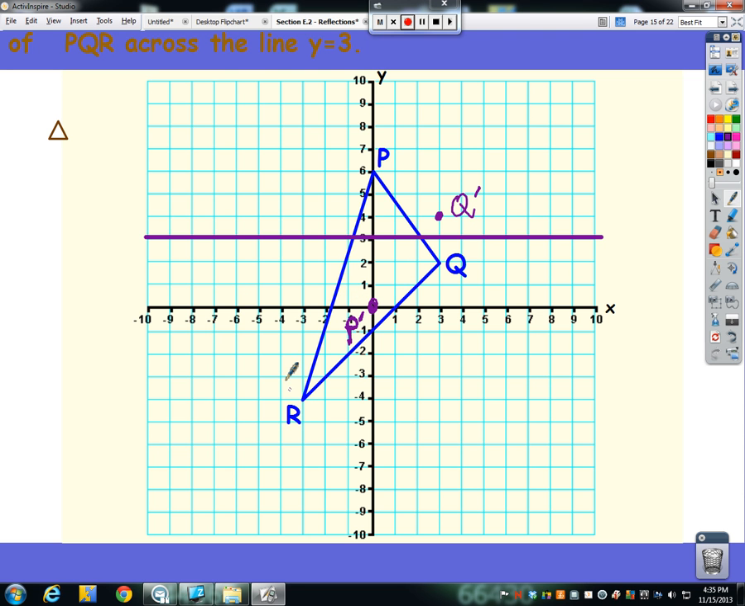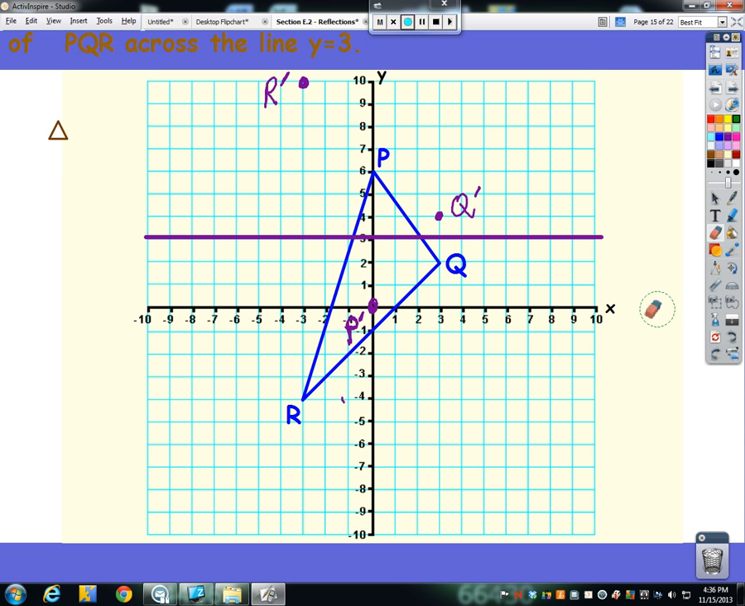And now R is how far away from the line of reflection? Well, there's 3 spaces. And R down here is at -4. So there's 4 more spaces. So there's 7 altogether. Or you could just count 1, 2, 3, 4, 5, 6, 7. So I need to go 7 above. So 7 above 3 would put me up here at 10. I just need to be in the same vertical line. So there. And there's R prime.